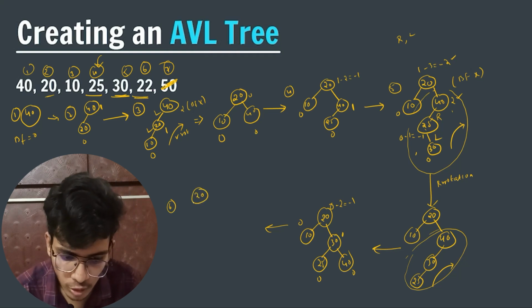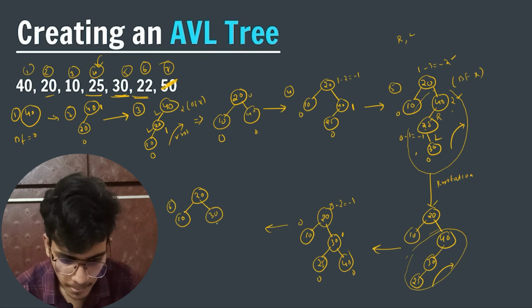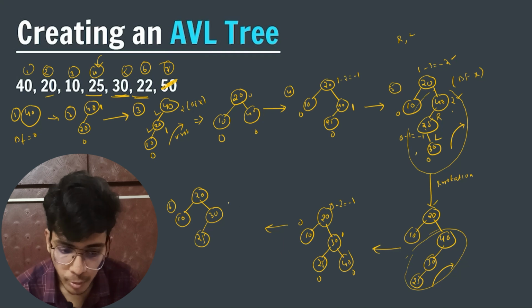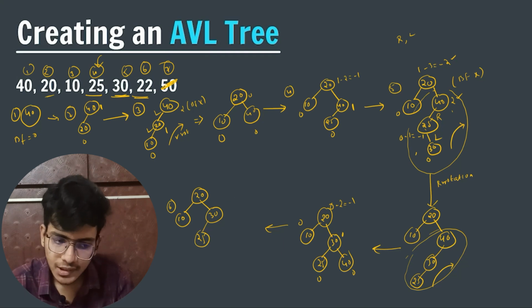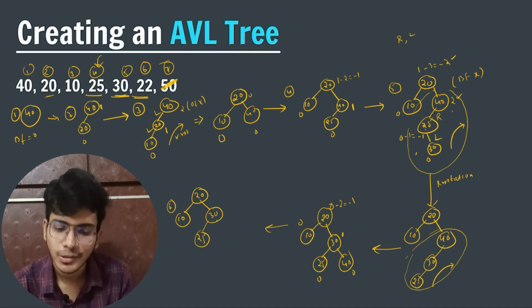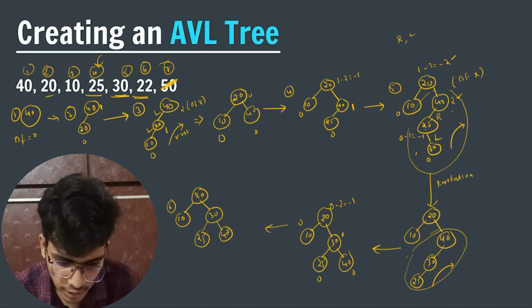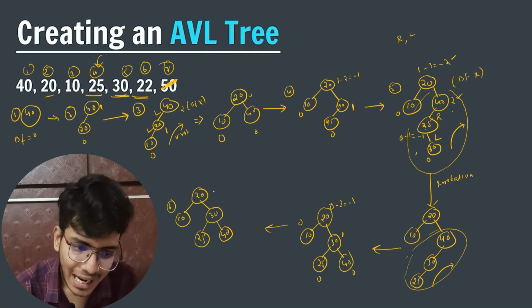So this is my 20 node, right? 20, 10, 30 and 25. I hope you are with me. I hope you listen and draw the diagram with me. When you understand this, you will understand how an AVL tree is being created, right? After 40, now what I will do is add 22.